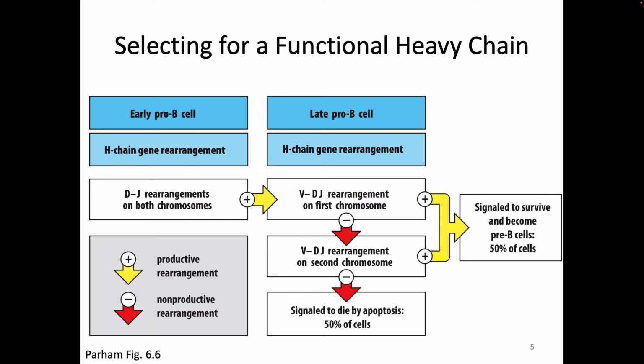If the cell does not make a good protein here, then it will try to rearrange the other chromosome. There will be no protein to give a signal to say stop, so it will keep going on that other chromosome. If that works, the cell is going to signal as a pre-B cell. If not, the cell is going to die because it really needs signals through its receptors in order to be told to live.